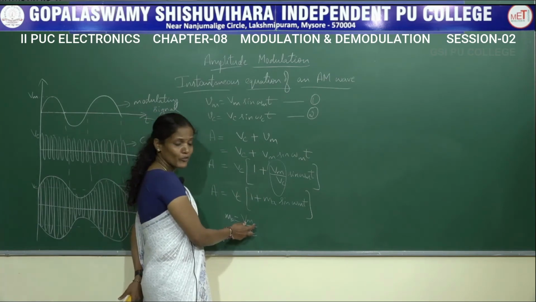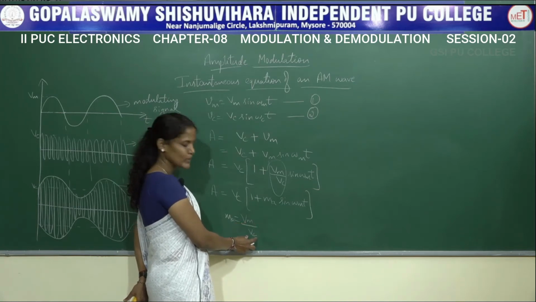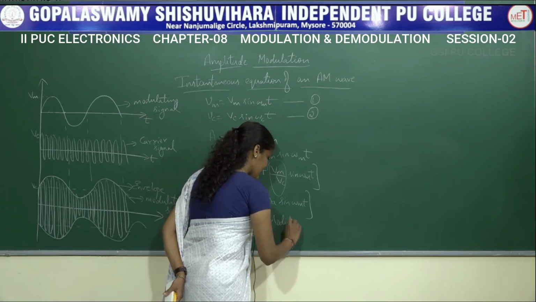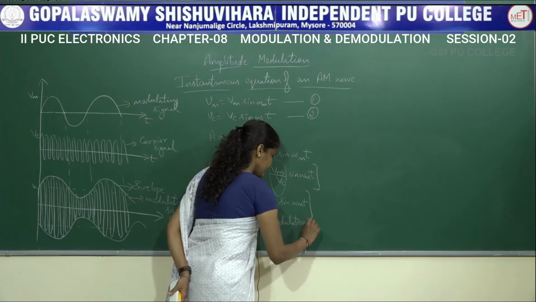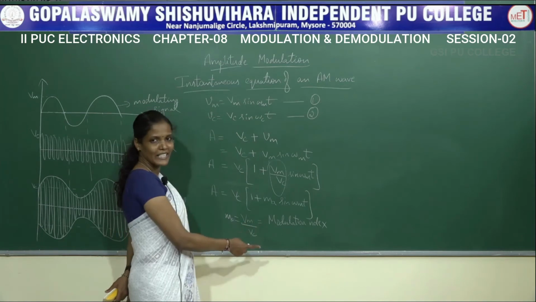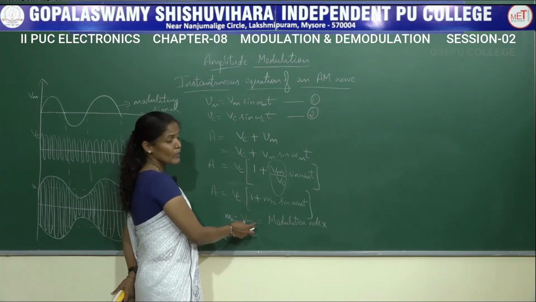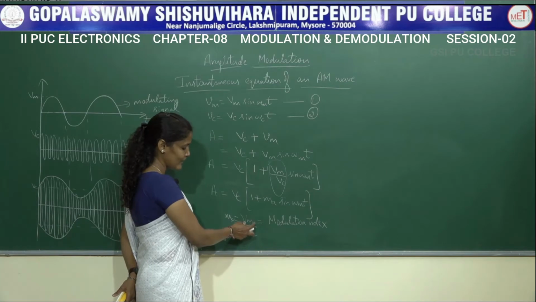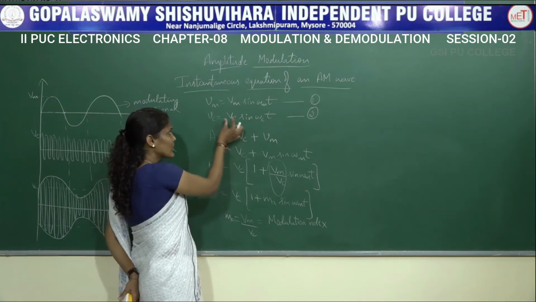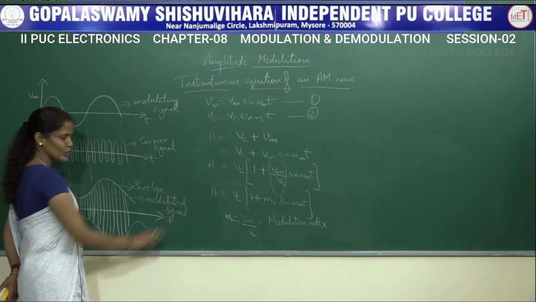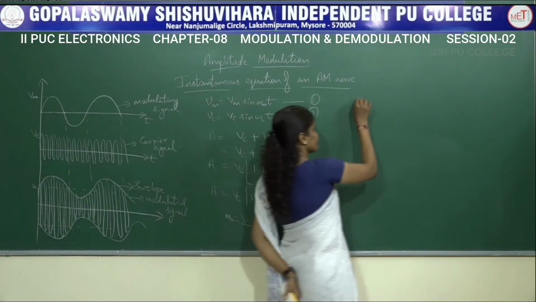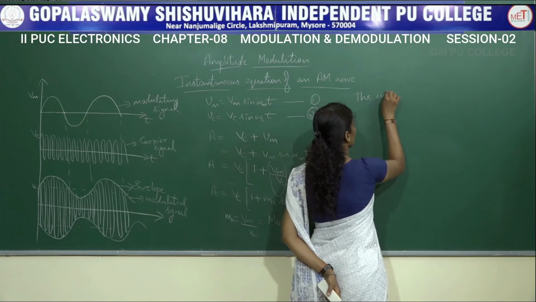Vm is the amplitude of a modulating signal, Vc is the amplitude of a carrier signal, and this Ma is called the modulation index. We are going to see what exactly is the meaning of this modulation index. So, Ma is nothing but the modulation index, which is given by the ratio of the modulating amplitude to the carrier amplitude. So, the expression for the amplitude of the new signal is equal to Vc of 1 plus Ma sin omega mt.